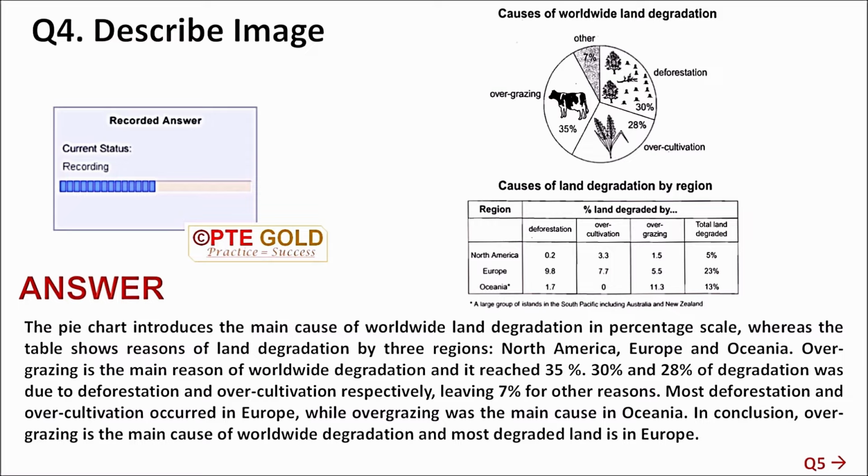30% and 28% of degradation was due to deforestation and overcultivation respectively, leaving 7% for other reasons. Most deforestation and overcultivation occurred in Europe, while overgrazing was the main cause in Oceania. In conclusion, overgrazing is the main cause of worldwide degradation, and most degraded land is in Europe.